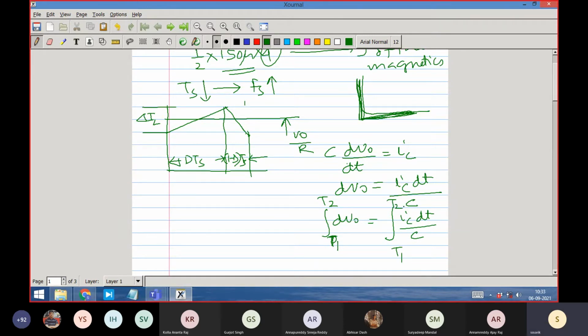Now you know qualitatively what is happening? What is happening if this is the inductor current, this is the load current, right? So what is the current through the capacitor? IC is equal to IL. This I call IL, and this is V naught by R. So IC is equal to the instantaneous IL minus V naught by R.